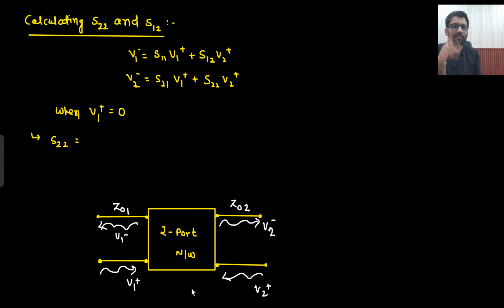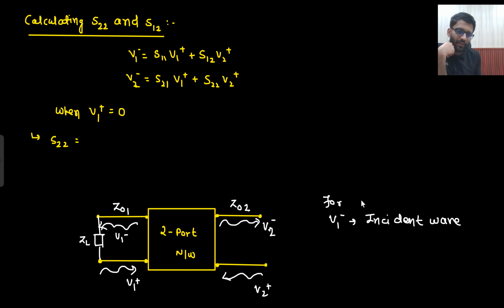Now I need to put V1 plus equals to 0. That means I will be doing something at port 1. So at port 1, I will be replacing my load with some impedance ZL. Now for this load, what is V1 minus? V1 minus is the incident wave for load ZL. And what is your V1 plus? V1 plus is the reflected wave.